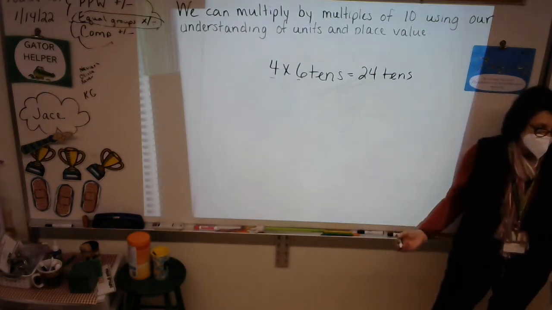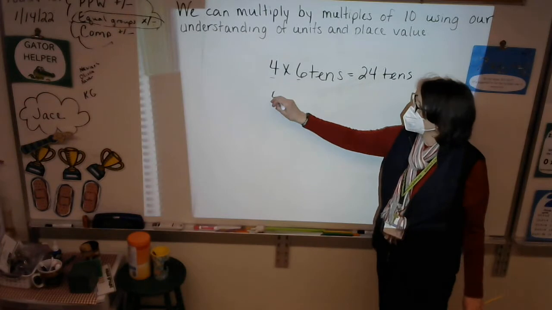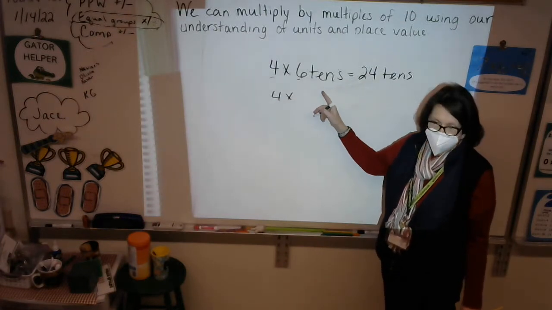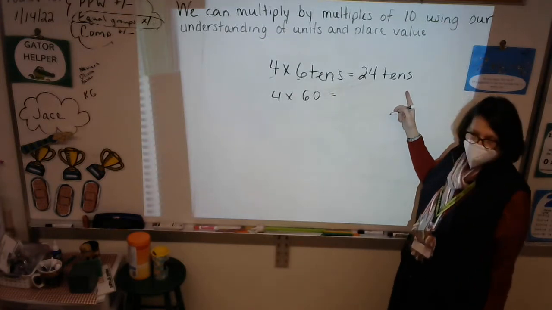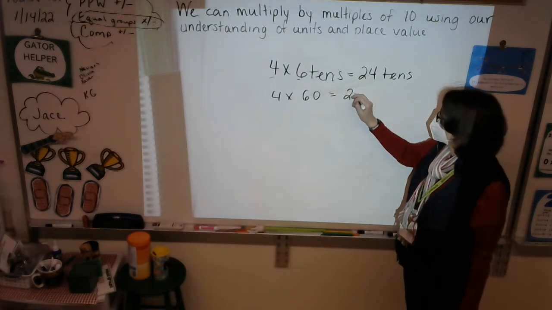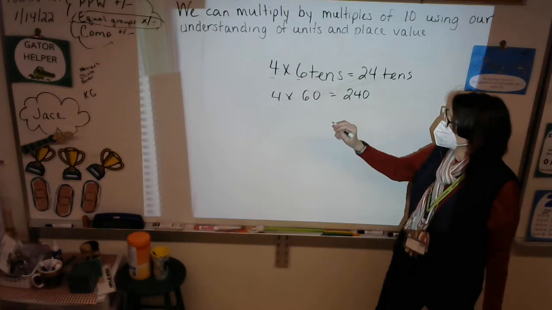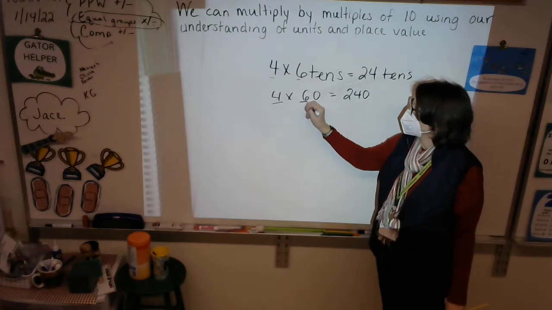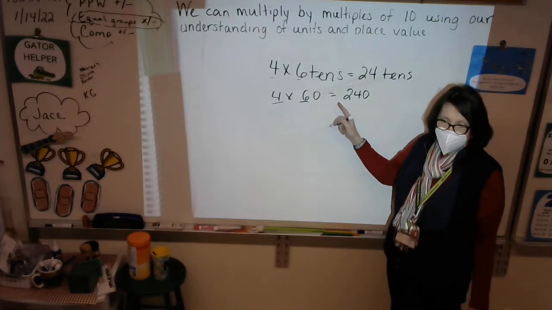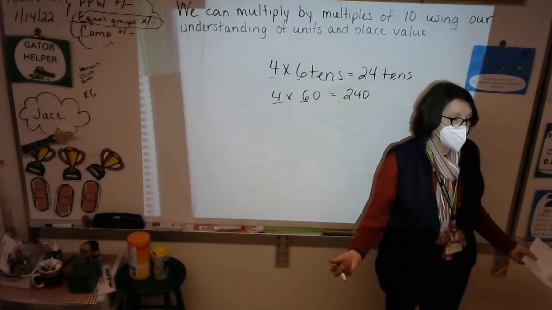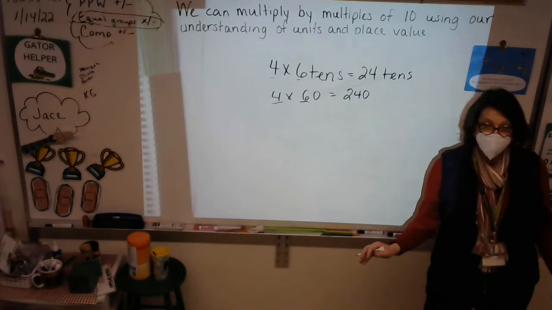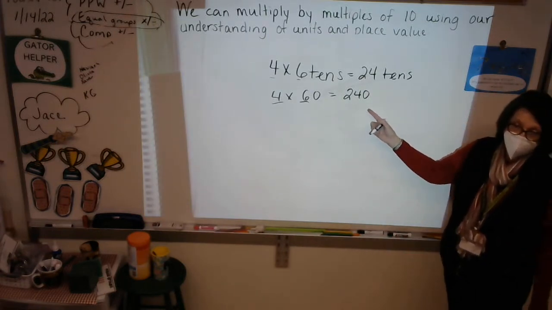We don't want to write it in unit form. We want to write, what is 6 tenths, class? 6 tenths is 60. And what is 24 tenths? 24 tenths is 240. What did we really do? We found the hidden fact, 4 times 6 is 24. And we added a 0 because we're multiplying by multiples of 10. It is that easy. So if you know your math facts, you know how to multiply by multiples of 10.